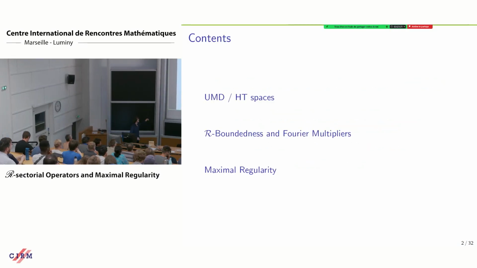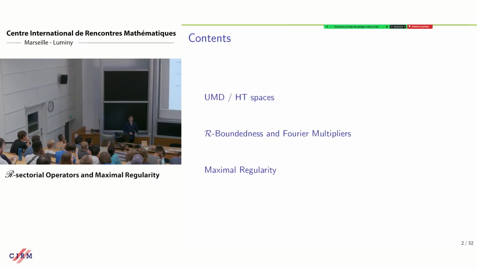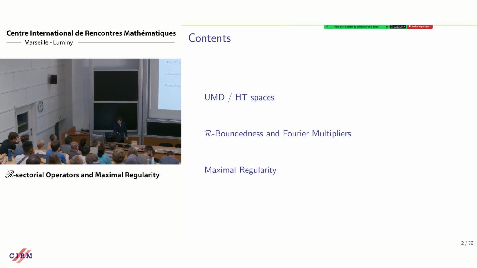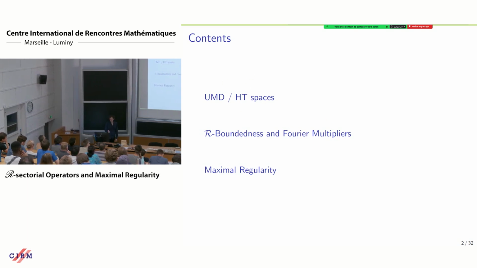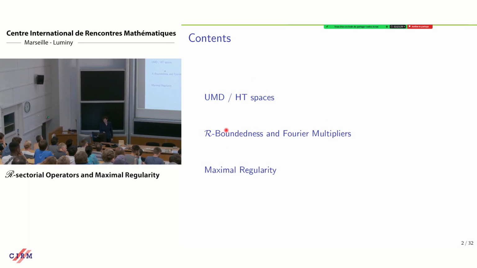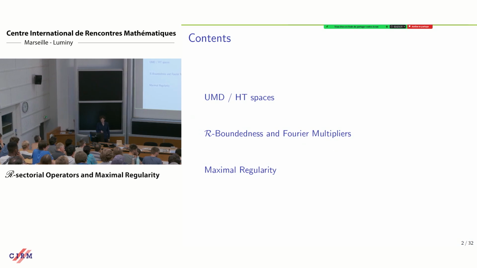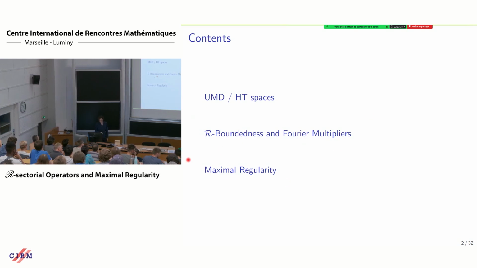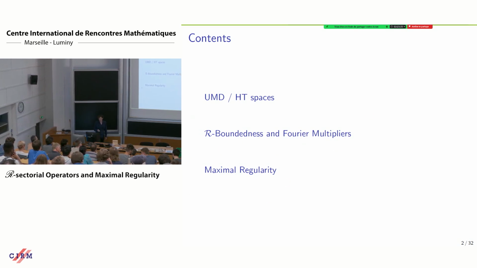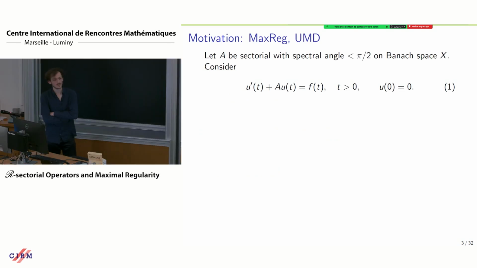So the talk will be split up into 3 parts. First, we'll talk about UMD/HT spaces. Afterwards, we'll talk about R-boundedness and Fourier multipliers. And finally, we'll talk about maximal regularity. First, we'll talk about some motivation.